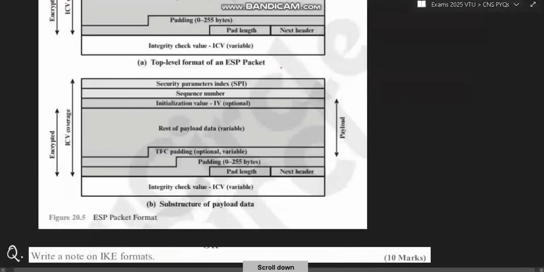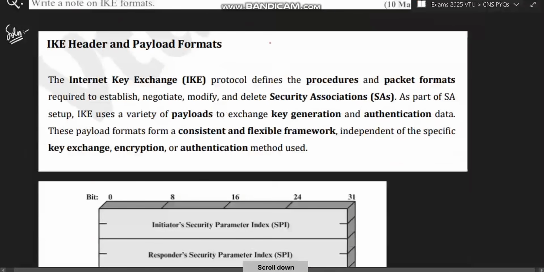Okay, next, write a note on IKE formats. IKE header and payload formats. IKE stands for Internet Key Exchange Protocol. It defines procedures and packet formats required to establish, negotiate, modify, and delete security associations. It has the control to make all the changes to the security associations. As a part of SA setup, IKE uses a variety of payloads to exchange key generation and authentication data.